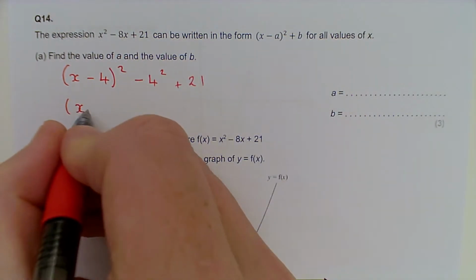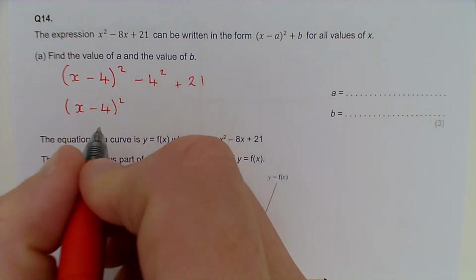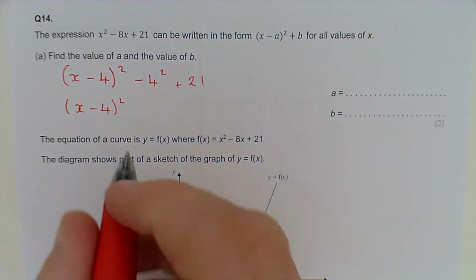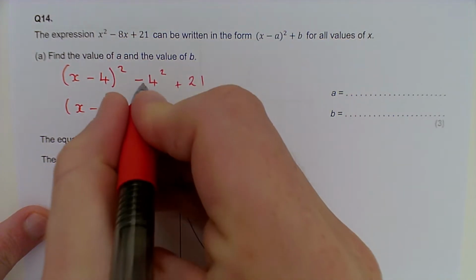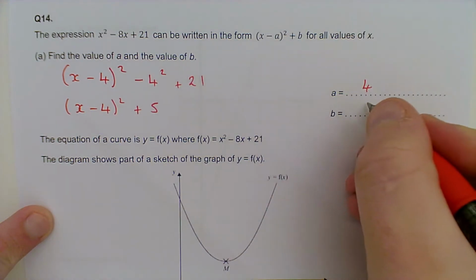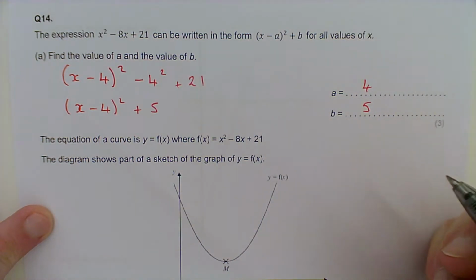So my final answer will be x minus 4 squared, and then on my calculator, 4 squared plus 21. I'm going to stick a minus in front of it so I don't get it wrong. So it'll be 4, that'll be 5, so this bit here works out to be 5. So A, I can see, is 4, and B is 5.